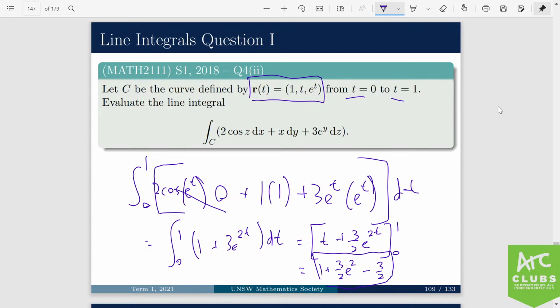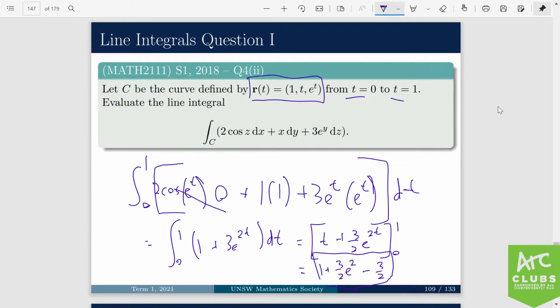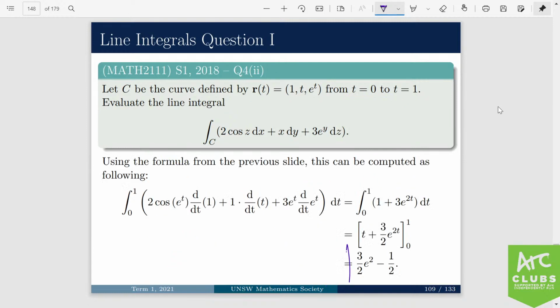And so that's just what you do. I think that's relatively straightforward. If you get a question like this, then it's very nice because it's just 3 marks, as long as you don't make any mistakes, but hopefully you shouldn't. And 1 minus 3/2 is minus half.